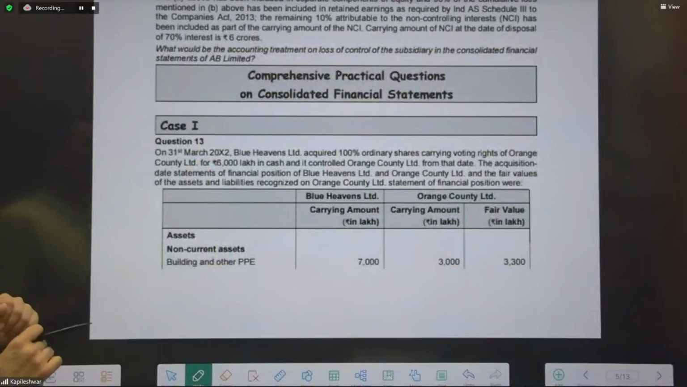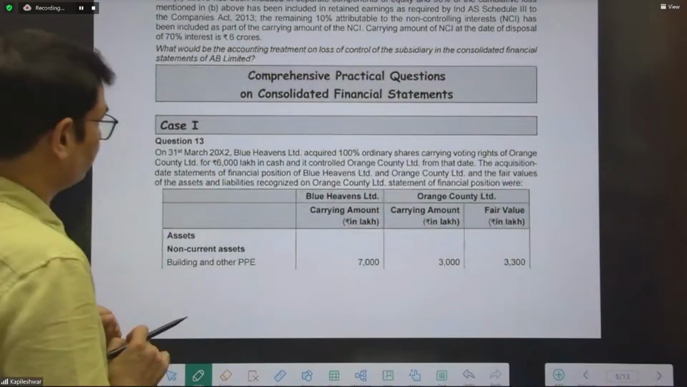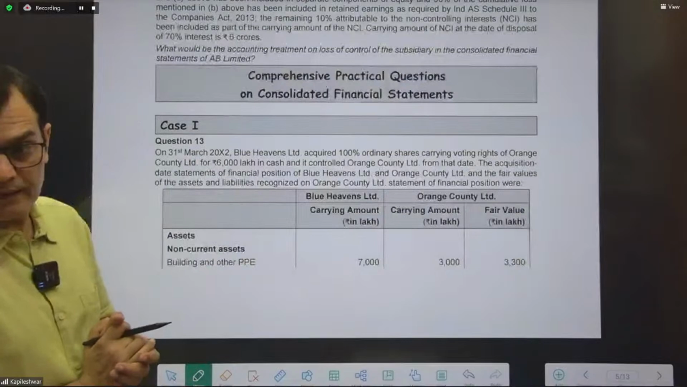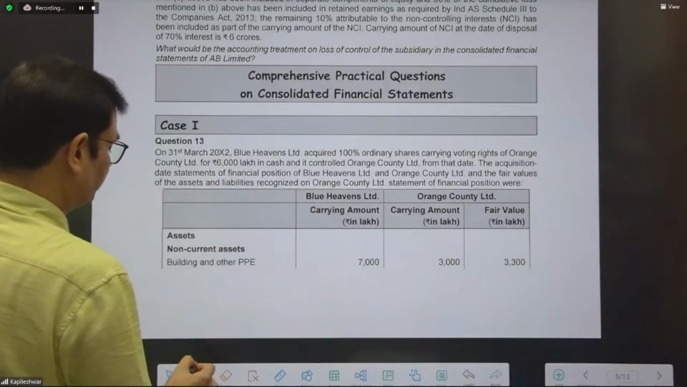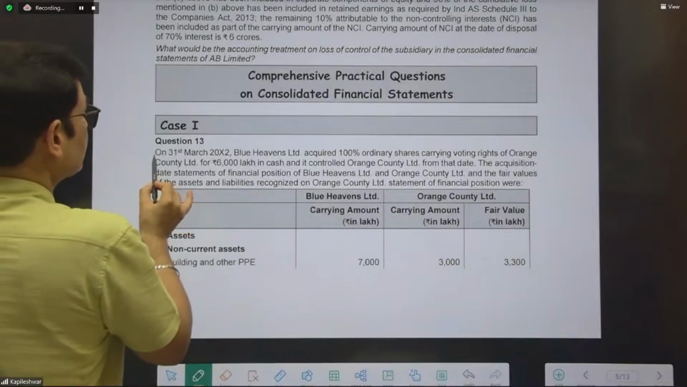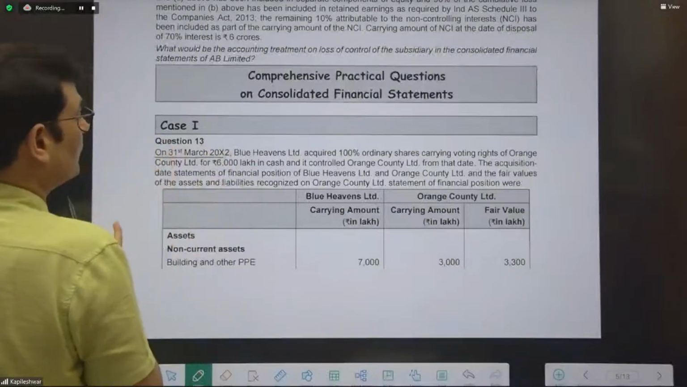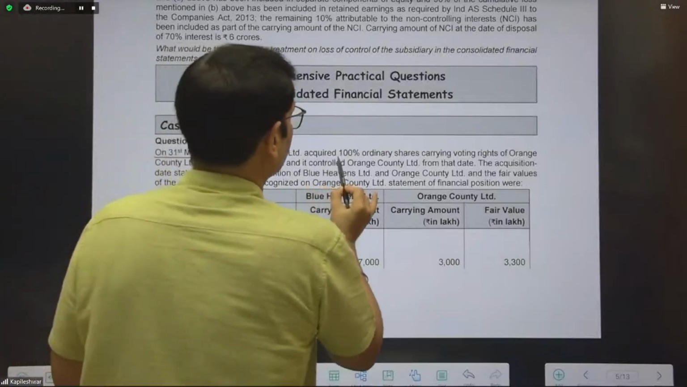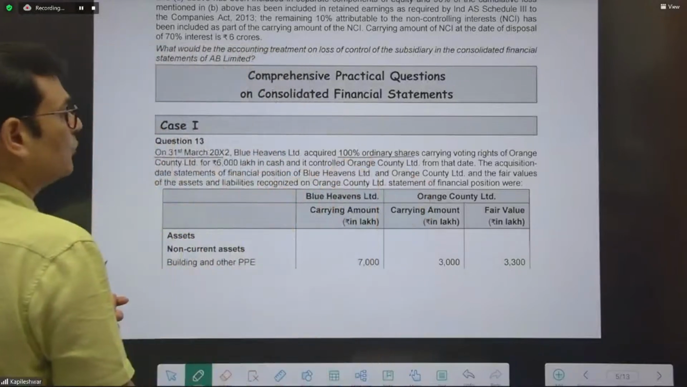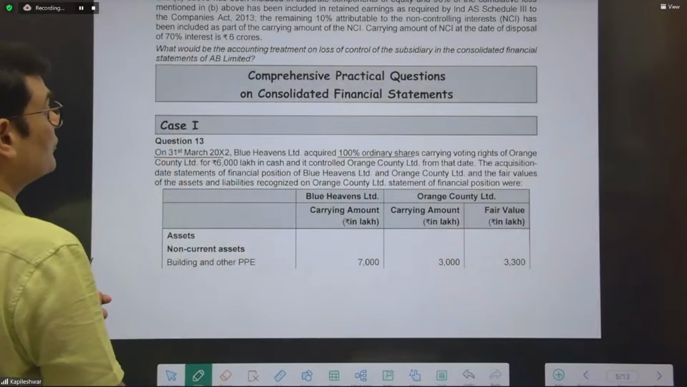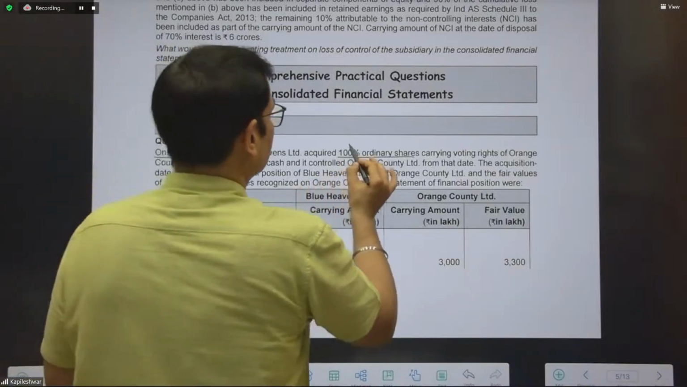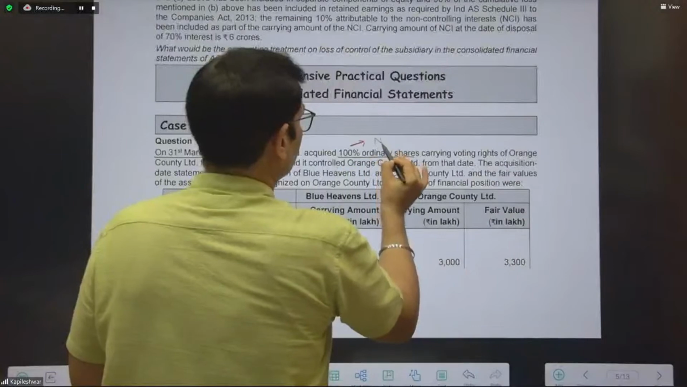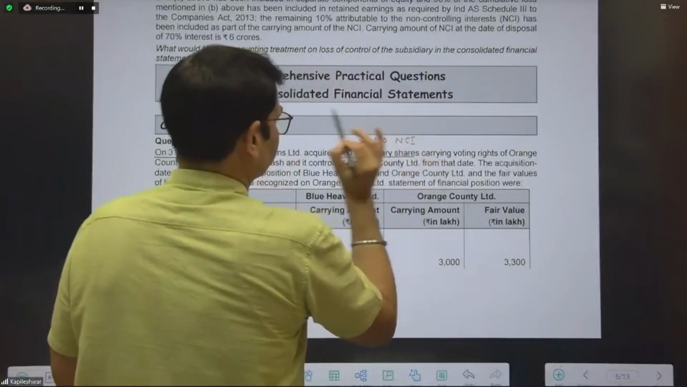So let's have a look at question number 13 on the screen. I guess it's visibly quite clear. Let me just read the question out to you. It says on 31st March X2, Blue Heavens acquired 100% ordinary shares carrying voting rights of Orange County for 6,000 lakhs in cash, and it controlled Orange County from that date. So we can very clearly see that 100% ordinary share means that there is no NCI.